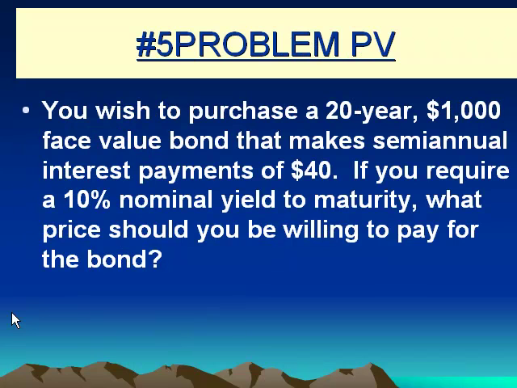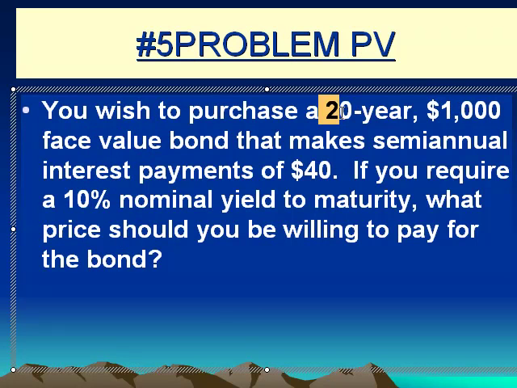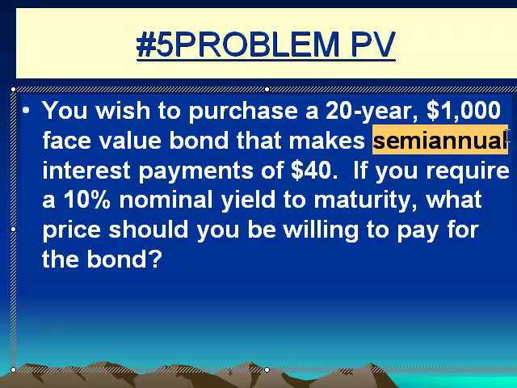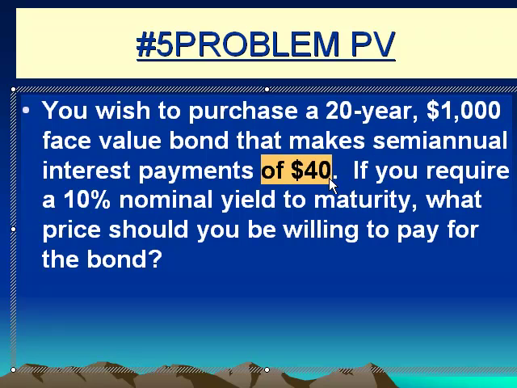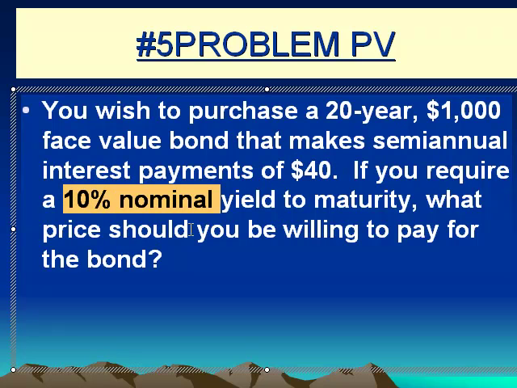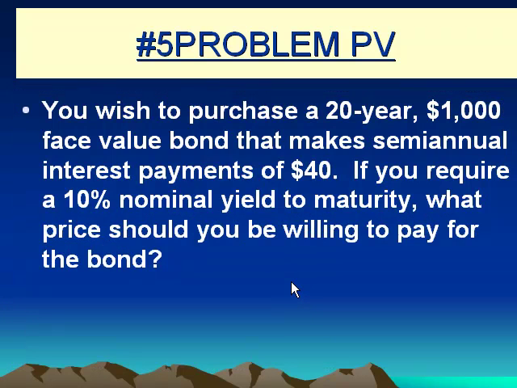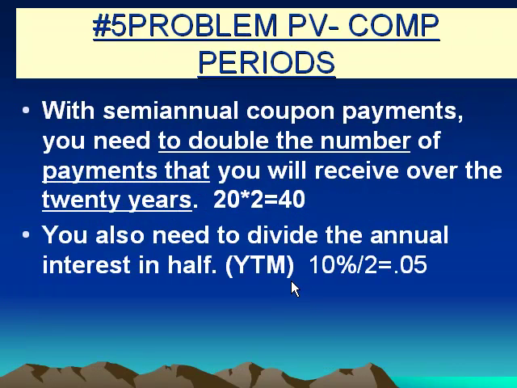Okay, next problem. You wish to purchase a 20-year $1,000 bond. The difference in this problem is semi-annual payments of $40. If you require a 10% yield, what price should you be willing to pay for the bond? So they're asking you how much the bond is worth in terms of today if it pays that much interest. With semi-annual coupons, remember you need to double the number of payments you'll receive because it's paying twice a year. So there are 40 payments that you're going to receive, 20 times 2.